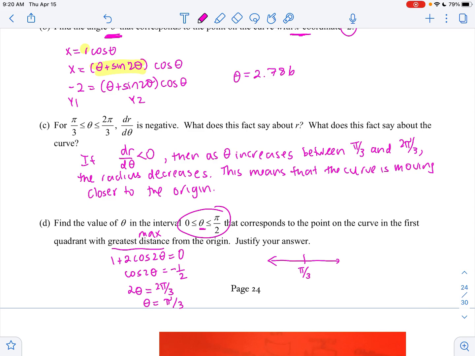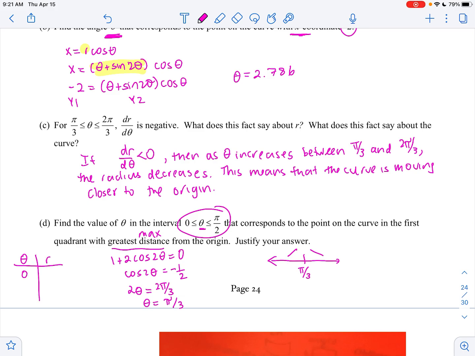So if I were to come up with a justification of this being the maximum, I would plug in values to the left of pi over 3, such as pi over 6, into dr/d theta to see that it's positive. Plug in values to the right of pi over 3 to determine that it's decreasing. So therefore, there's a max here. Now, if I go back and look at the question itself, this is a closed interval that was stated. So if they want the greatest distance, then I'm looking for the absolute max. With that, your justification should also consider endpoints.